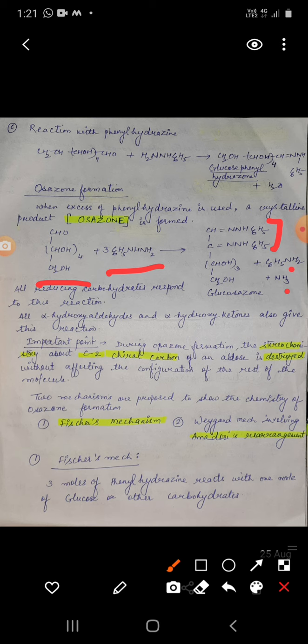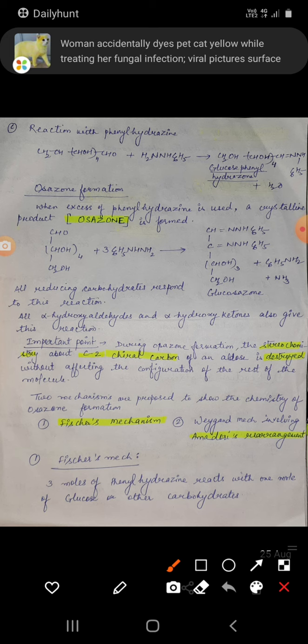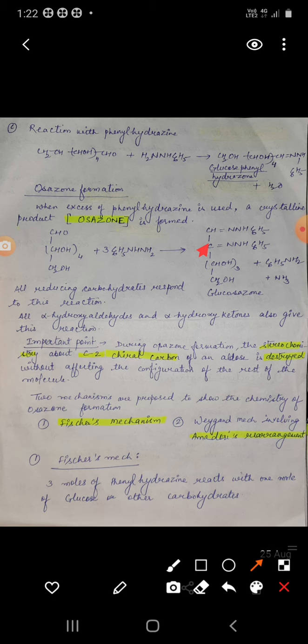Now there is a very important point about this osazone formation: during this osazone formation, the stereochemistry about carbon number 2 is destroyed. What is carbon number 2? That is this particular carbon. Alright, the stereochemistry about carbon number 2 is destroyed. As we can see, this particular carbon is chiral. So upon formation of the osazone, the chirality of this carbon is destroyed.